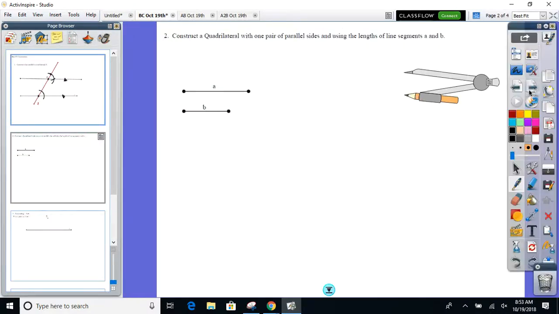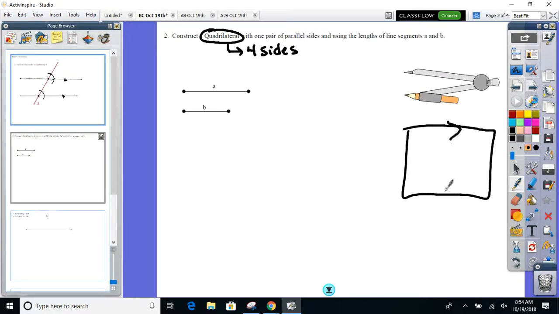We're still going to do parallel lines on the next one. Ooh, hey, construct a quadrilateral. How many sides in a quadrilateral? 4 sides. All right. So we're going to construct a 4-sided figure, but it has to have one pair of parallel sides and a pair of sides that have A and B as their length. Okay, so those parallel sides could have lengths A and B, could be the other sides. All right, but here's what I need. I need a 4-sided figure where one pair is parallel, could be length A and B. That's what I'm looking for here.